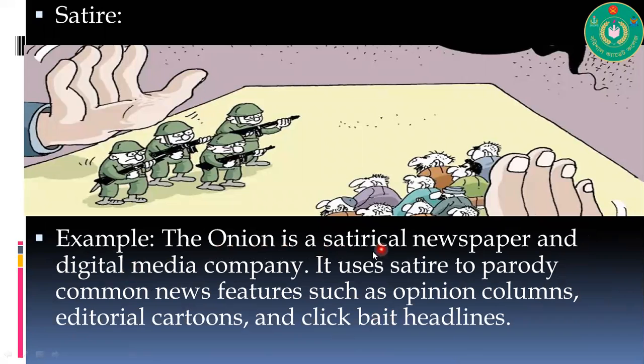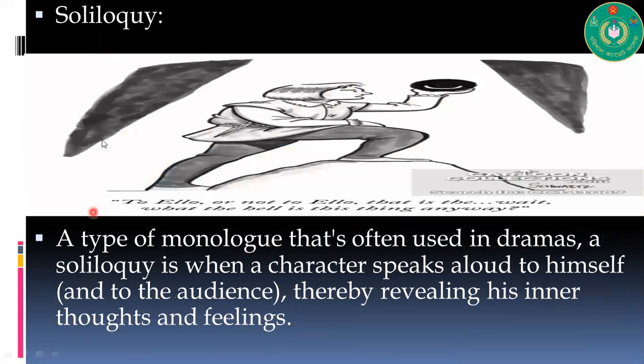The Onion is a satirical newspaper and digital media company. It uses satire to parody common news features such as opinion columns, editorial cartoons, or clickbait headlines. They do this kind of thing.